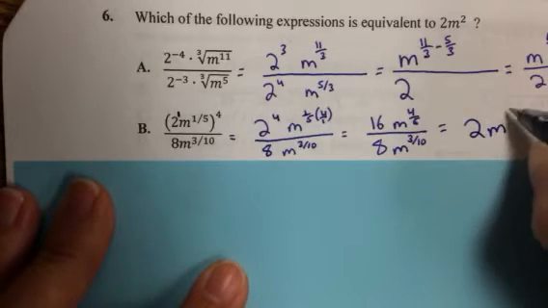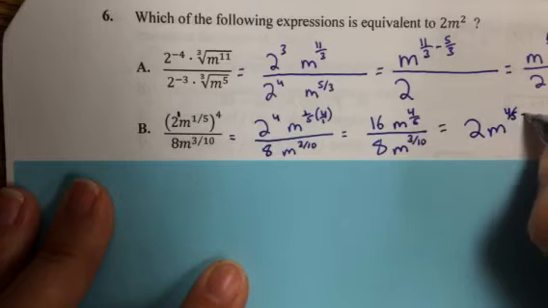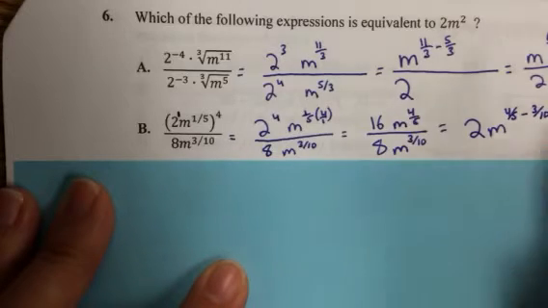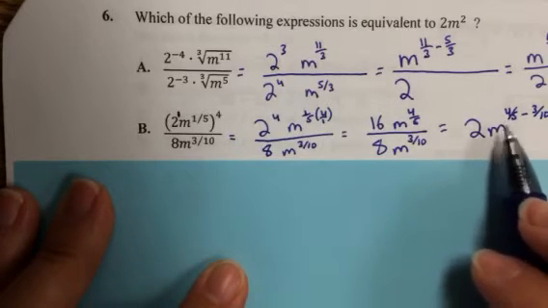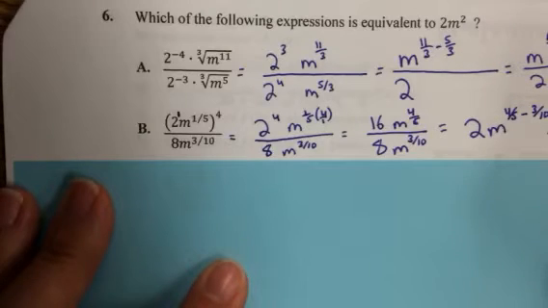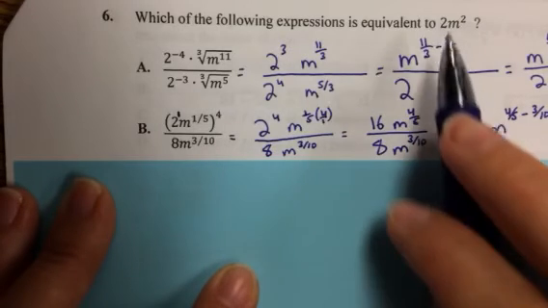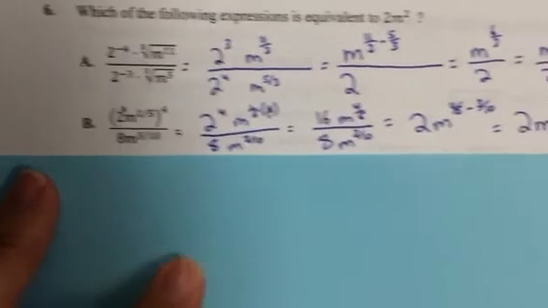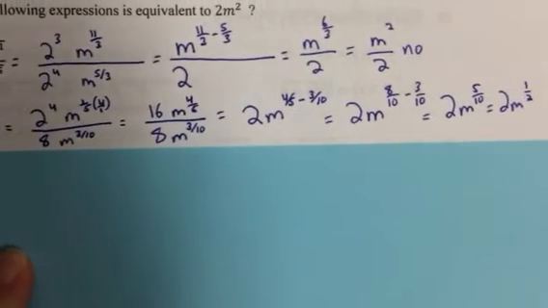And then m to the 4/5 minus 3/10. So we're going to need a common denominator in here. That'll become 2m to the 8/10 minus 3/10. So 4/5 times 2 over 2 is 8/10. And that's 2m to the 5/10, which is 2m to the 1/2, not 2m squared. So this is, again, not our answer. And so let's try C.